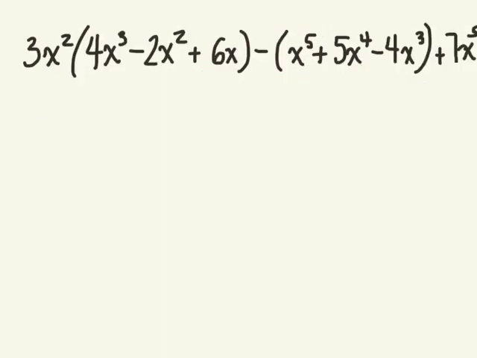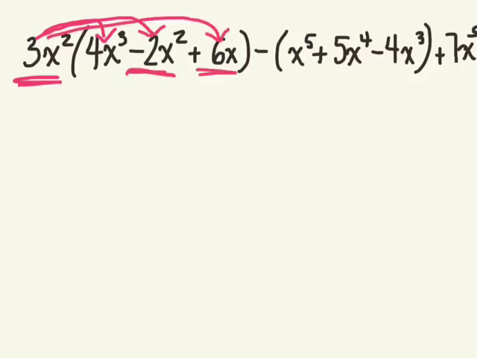Okay, so the first thing I need to distribute is which term? Which term am I distributing? 3x squared is getting distributed over how many terms? 1, 2, 3. So let's do that part first, okay? We are going to multiply the coefficients first. So what's 3 times 4?